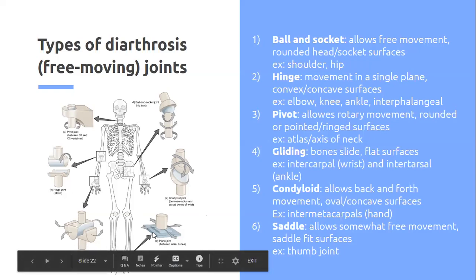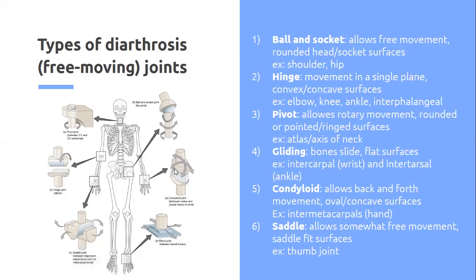I don't think it's listed here, but it's basically pretty similar to the plane joint. You can see it sliding in all directions. It's flat surfaces. And then we have the condyloid joint right here. It allows back and forth movement. The arrows symbolize how it can rotate and turn, so it turns in both these directions. They're ovalish, as you can see, concave surfaces.